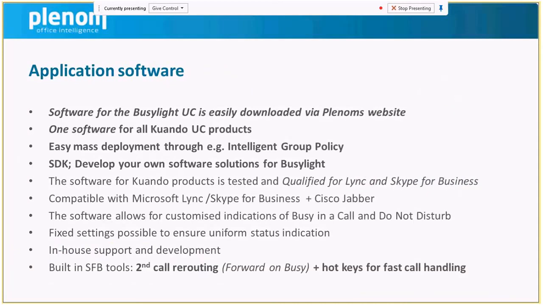The Busylight software can be downloaded directly from Plenom's website. We only have one software for all products. For large companies, it can be mass deployed, and it's easy to make group policies to ensure that every user has the same settings, so nobody is fooling around changing the colors.